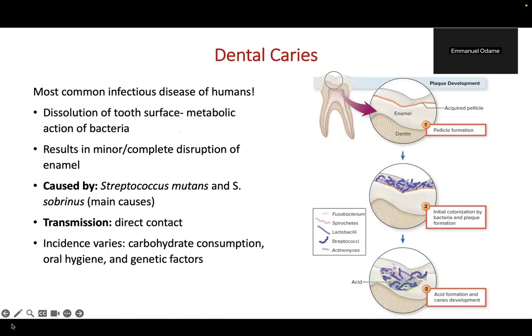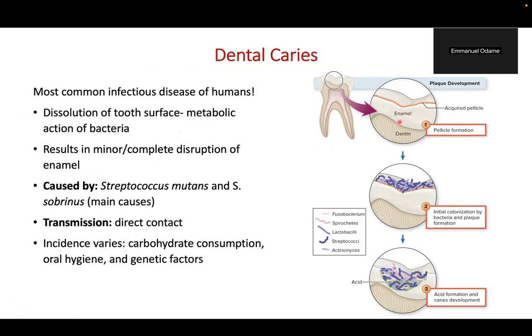So the first one on our list is dental caries. This is the most common infectious disease of humans, and it's basically a dissolution of your tooth surface, which is mostly done by metabolic activities of bacteria. This will result in minor destruction of your enamel.